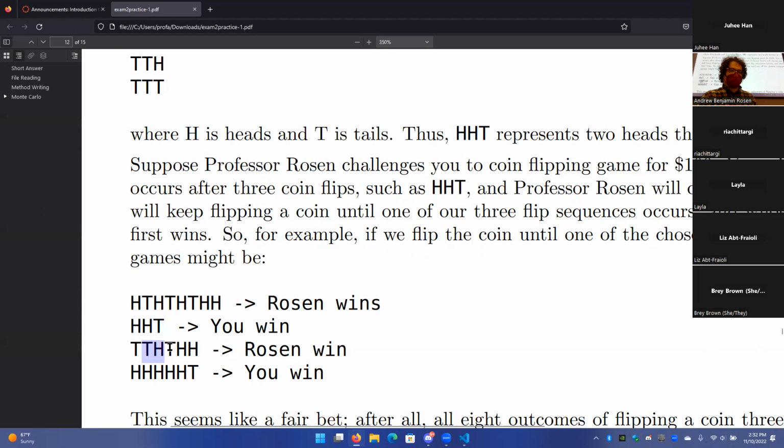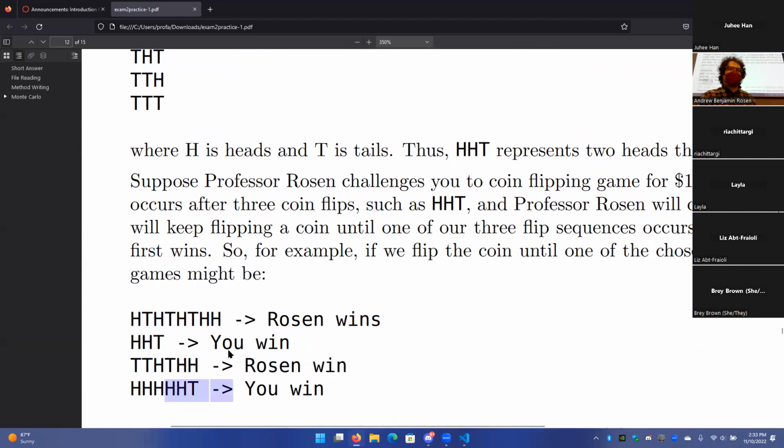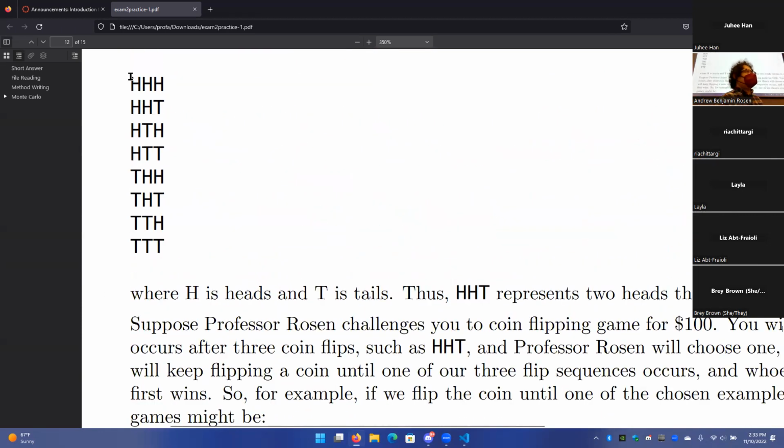Tail, tail, head, head. I won. Then we keep flipping, and in this one the coin keeps coming up heads, but as soon as it comes up tail, you win, because the last 3 would be head, head, tail. It seems like a fair bet. After all, we already discussed that these 8 outcomes are all equally likely. So it's just as likely that yours will come up first as mine will.